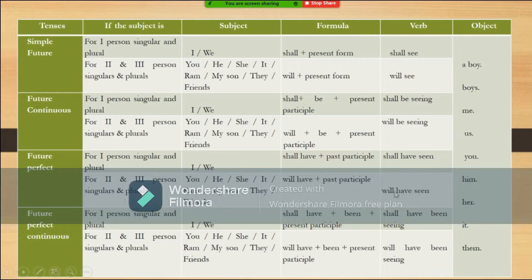In future, we have two auxiliary verbs to indicate future. What are those two auxiliary verbs? Will and shall. And shall is used for first person. That is, for I and we, you use shall. For all other subjects, we use will.